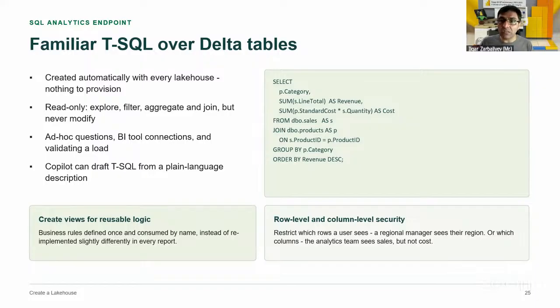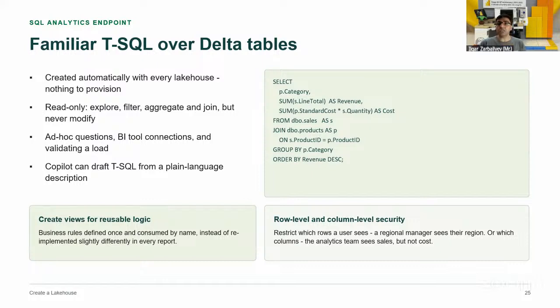Two features worth calling out. You can create views here. Same idea as any SQL database. The query logic is stored under a name, and everyone downstream uses the name. That's how a margin calculation or an exclude-discontinued-products rule gets defined once, instead of being re-implemented slightly differently in several reports.